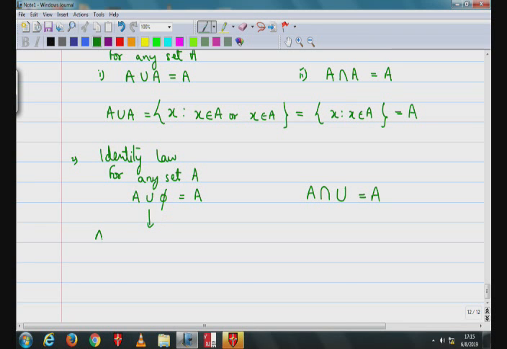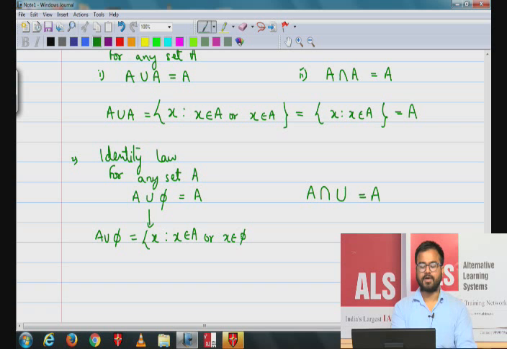So for this one we can say A union phi means the set of all X such that X belongs to A or X belongs to phi. So the total of both of them, X belongs to A or X belongs to phi, that means X belongs to A. It means set of all X such that X belongs to A, which is equal to A. We can write it like this.